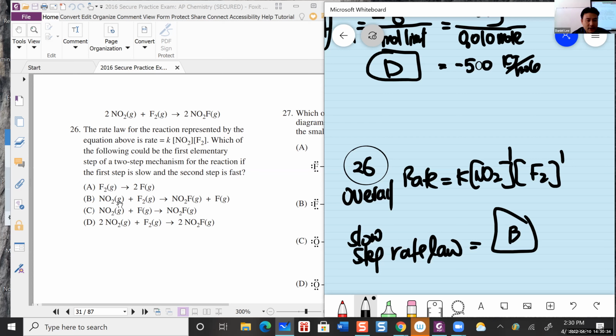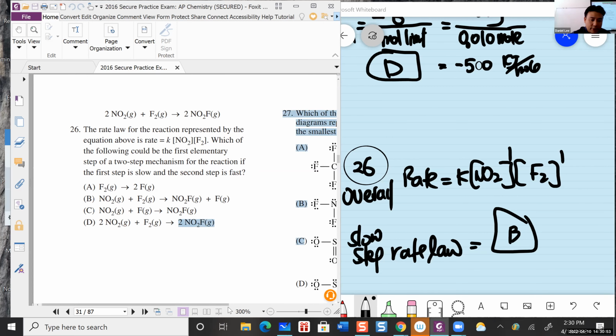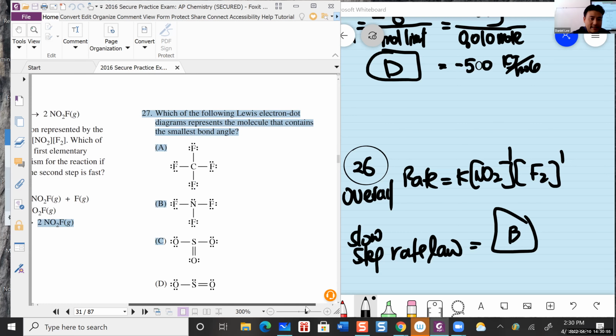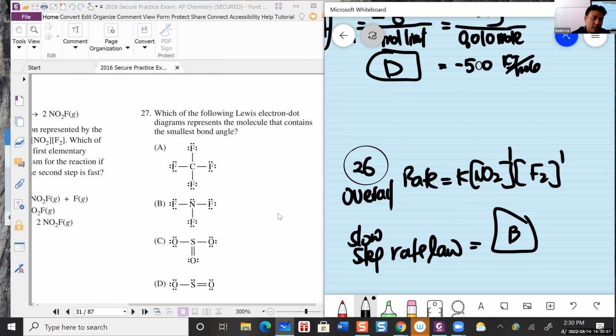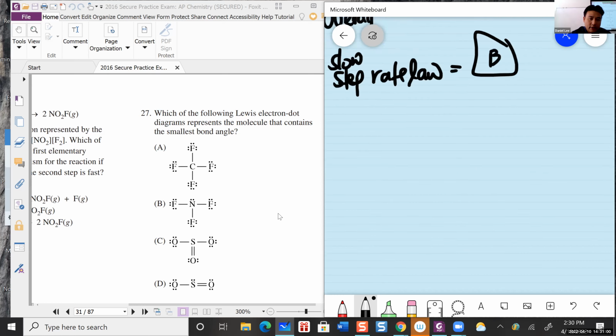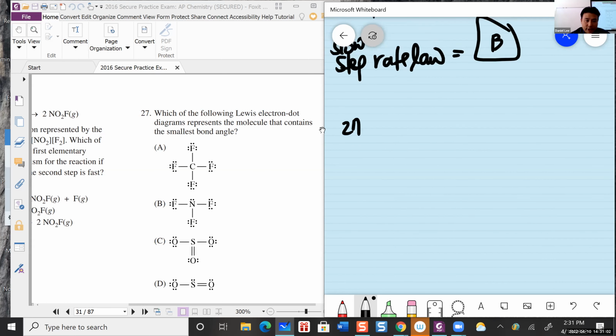When you look at the slow step, you just write the reactants and their coefficients become the powers, become the order, only because it's a slow step. So only B has a slow step rate law equal to the overall rate law given above. So B is the answer, there's no calculation here, super easy, yeah? So make sure you know how to do reaction mechanisms, and from the rate law, always focus on the slow step.